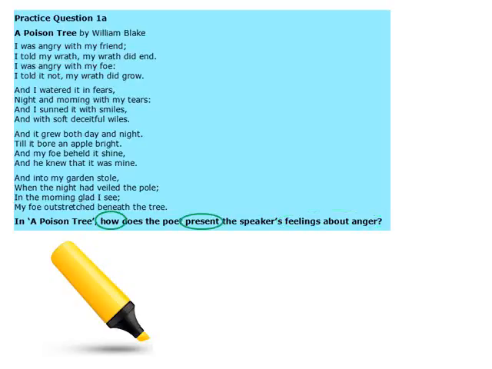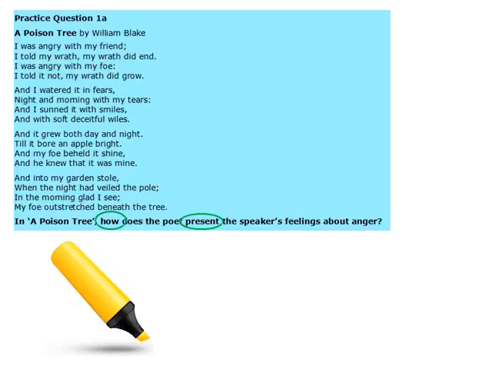Next, notice that the question uses the words how and present. This tells us that we need to focus our answer on the techniques and methods that Blake uses. We should write about language, structure and form and use technical vocabulary in our answer to show that we're doing this.